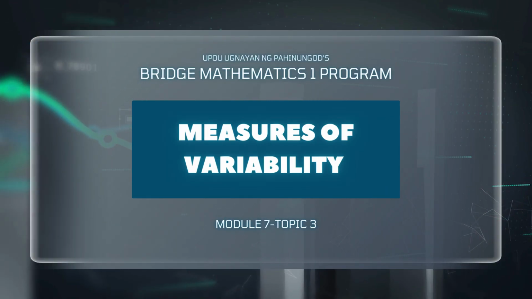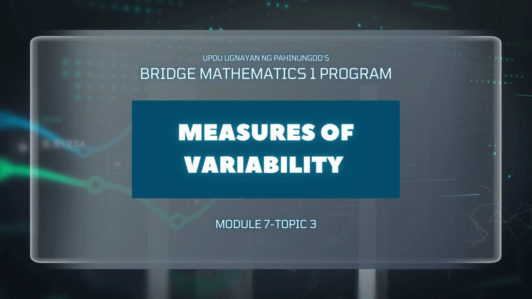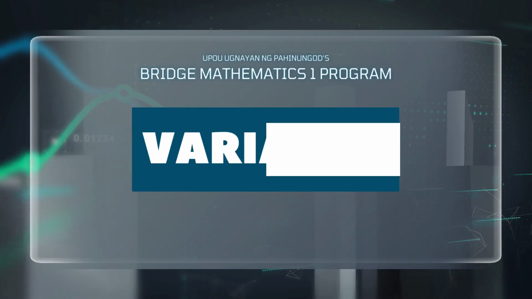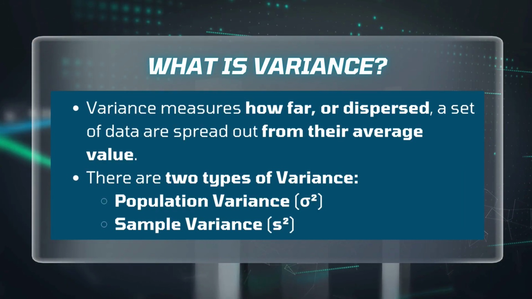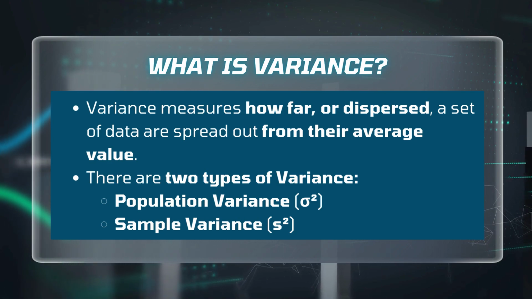Welcome to Bridge Mathematics 1, Module 7, Topic 3, Measures of Variability. What is variance? Variance measures how far or dispersed a set of data are spread out from their average value.